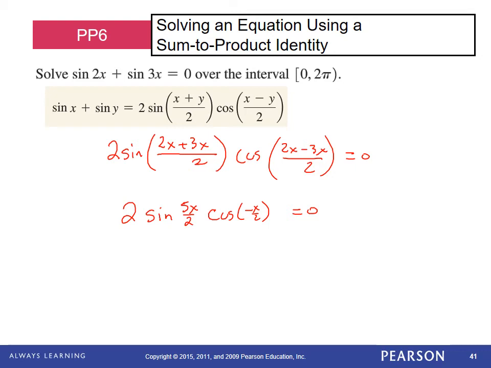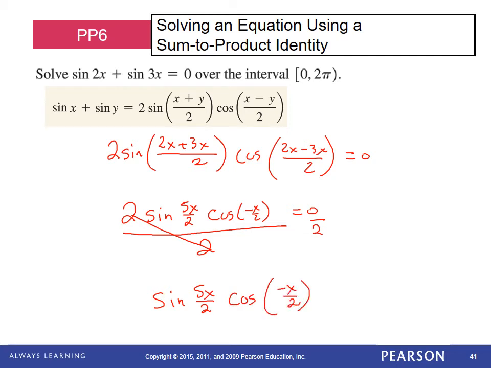Okay, good so far? All right, what can we do with the 2 all the way out in front? Divide it out. I'll go with that. Let's divide out the 2 over here. And at least we got ourselves sine of 5x over 2 multiplying by cosine of negative x over 2 is equal to 0.